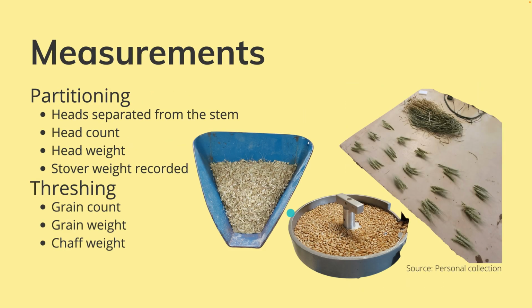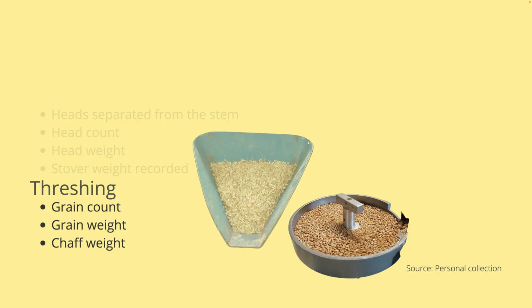Moving on, partitioning. So after they were dry in the forced air dryer for 7 days, they were partitioned. So heads were separated from the stem. Heads were counted, heads were weighed, spike weight was recorded, threshing was done, grains were counted, the grain weight was recorded, and chaff was all recorded. You can see here partitioning, the chaff being weighed, grains being counted.